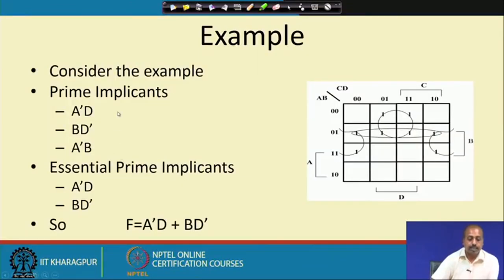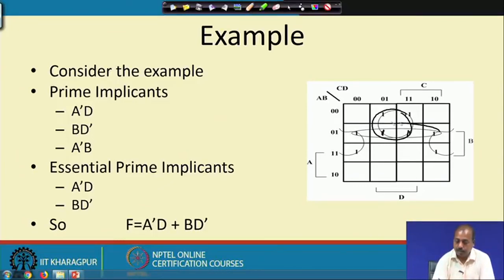Like in this case, we have prime implicants A bar D, B D bar and A bar B. These are all prime implicants. Out of that, A bar D and B D bar are essential prime implicants. If you see, somebody has done a grouping like this as well. From the map itself you can understand that there is some redundancy here, for example, these two ones have been covered by this as well as by this.